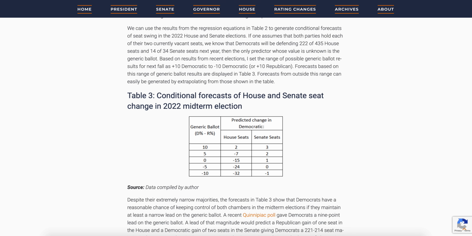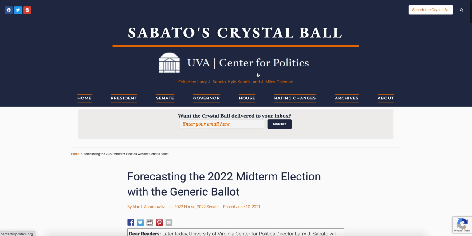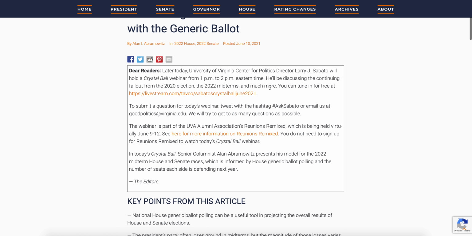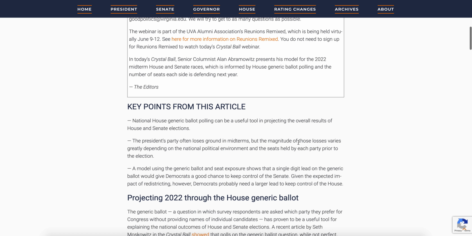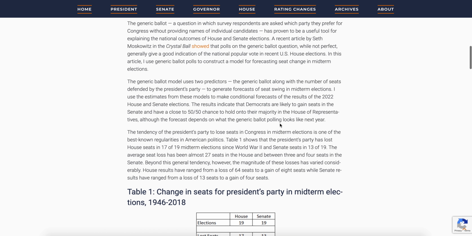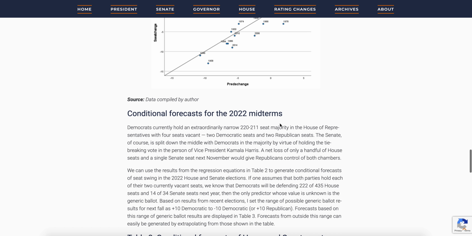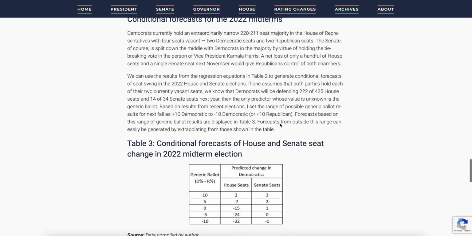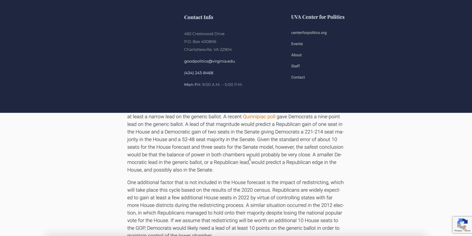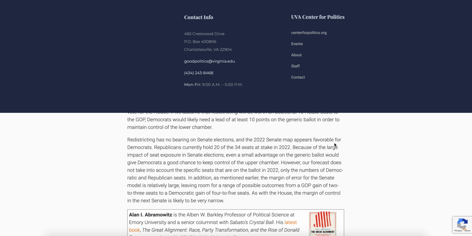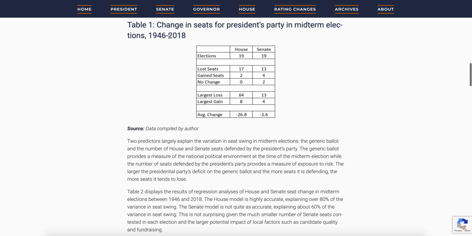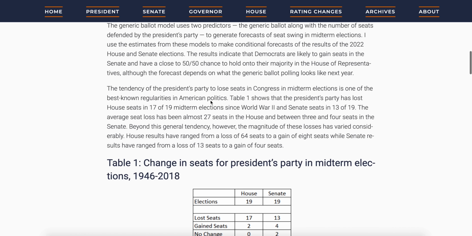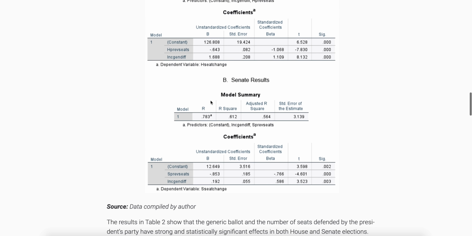There's a political forecast here from the Center for Politics, Sabato's Crystal Ball. Now, they didn't make this. This actually came from, I believe, a professor at Emory University. Actually, yes, an Emory University professor. He released these results where he took a look at the former election results of midterm elections and compared them to the generic ballot and estimated how Democrats might need to perform in order to win in 2022, in order to expand seats.